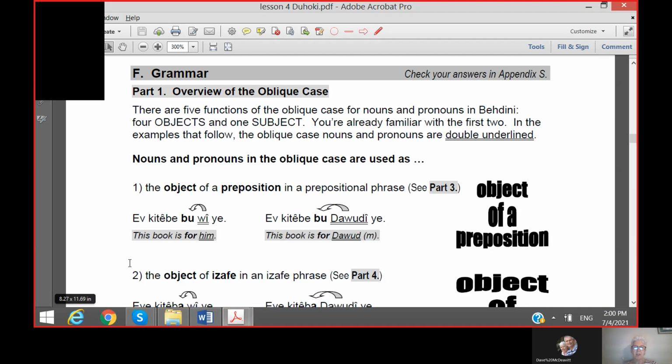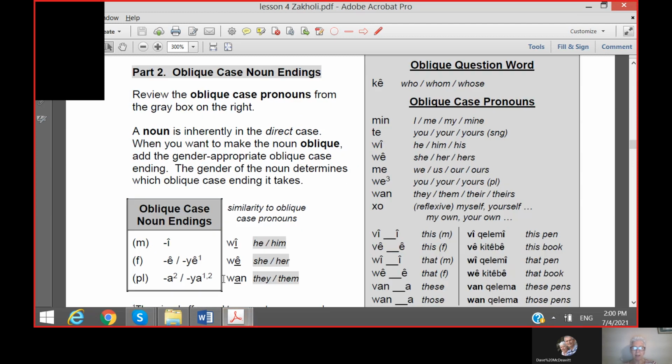So this is page 75. Part 1, the overview of the oblique case. You may be wondering, what is the oblique case? On page 76, here on the right, you can see what the oblique case is and the oblique case noun endings. We'll get to all of this.